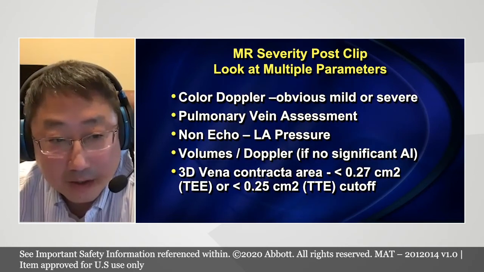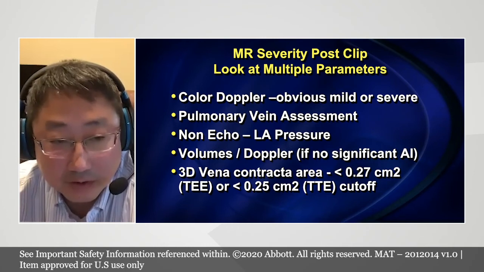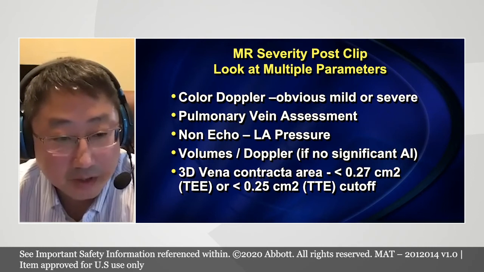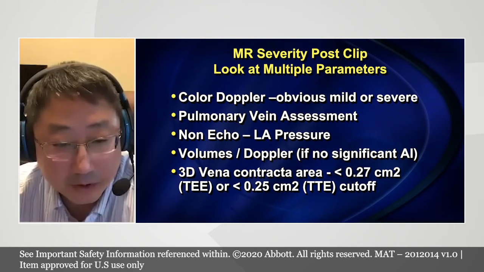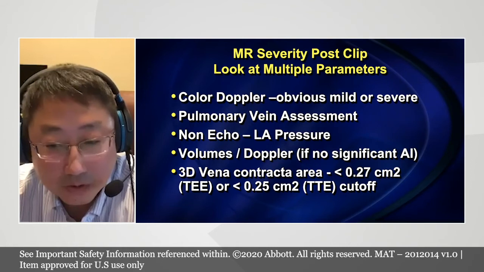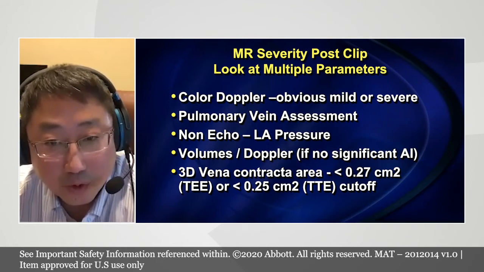So again, color Doppler can be helpful if you have obviously trivial or mild or obviously significant regurgitation. You don't necessarily need to go much further than that, but you have your pulmonary veins to look at, you have the LA pressure to look at, you have your quantitative Doppler if you don't have any significant AI, and you have 3D vena contracta area in your toolbox. So the cutoff is somewhere between 0.25, 0.27 centimeters squared.